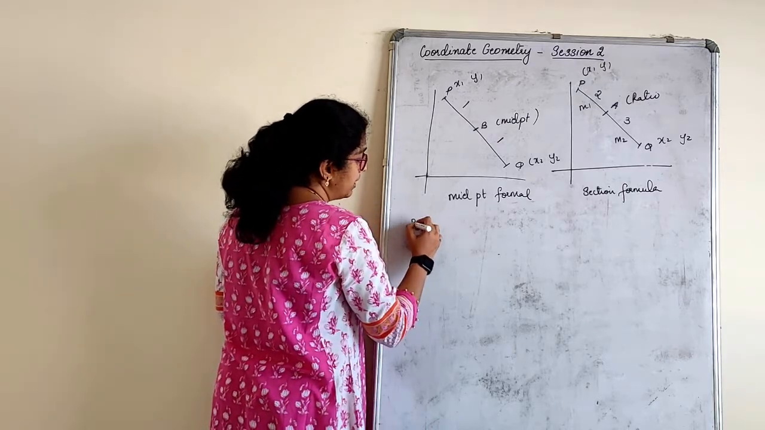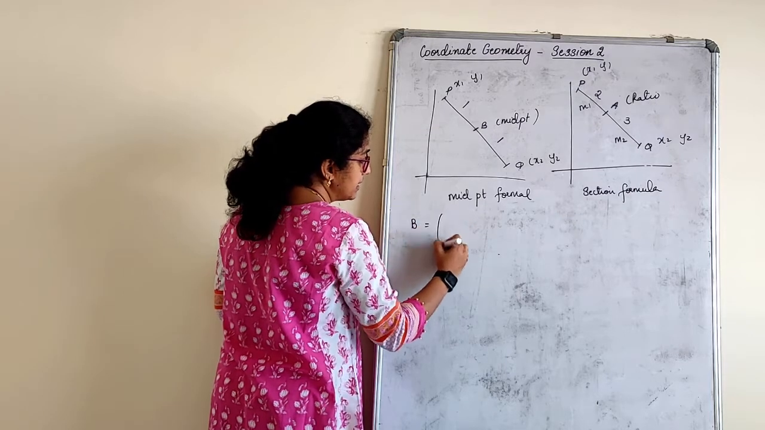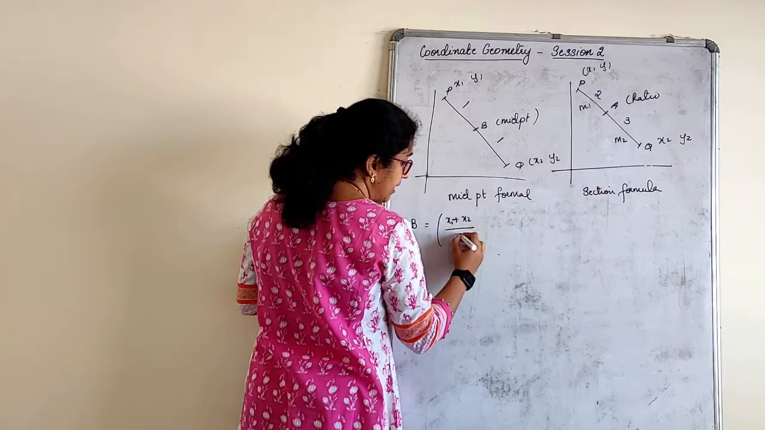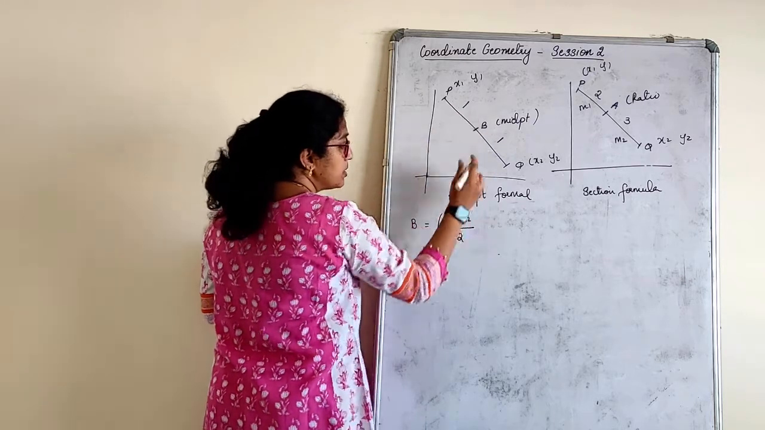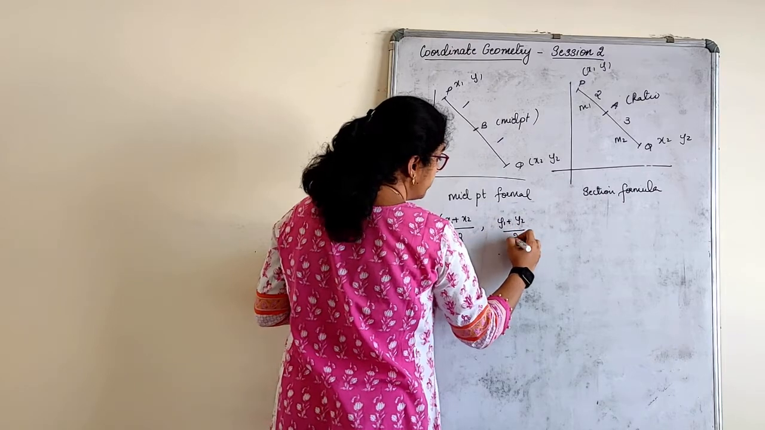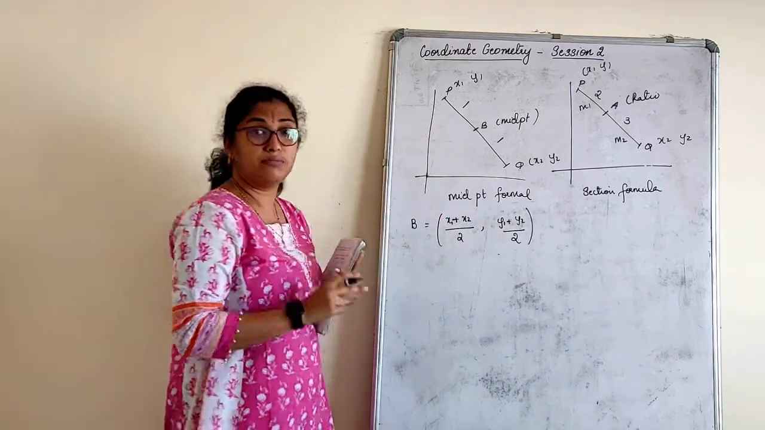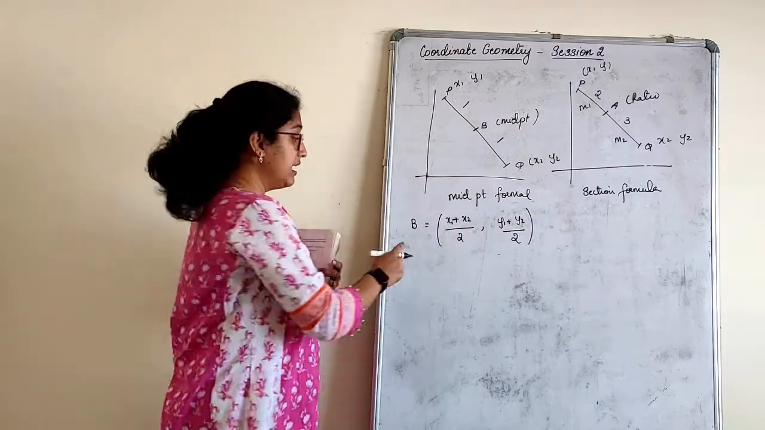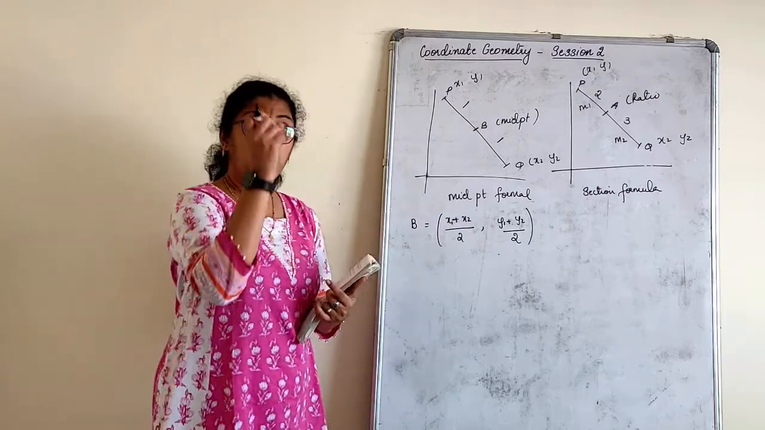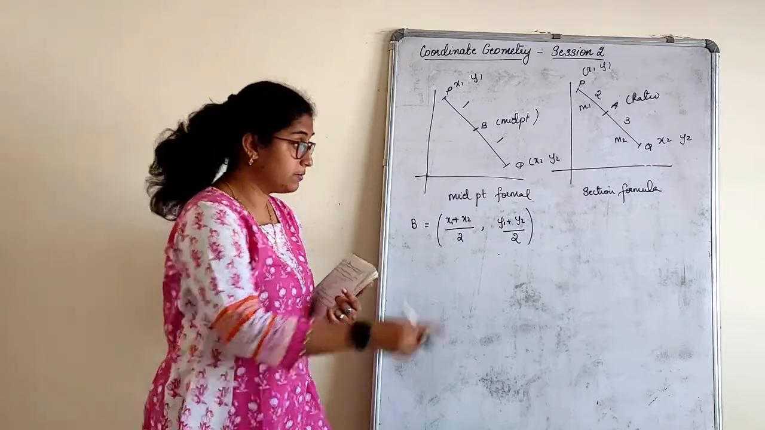The midpoint formula for point B is given as (x1 plus x2) divided by 2, comma, (y1 plus y2) divided by 2. This is a comma because we are finding coordinates. This is the formula to find the midpoint of the given line segment, provided the coordinates are given to us.